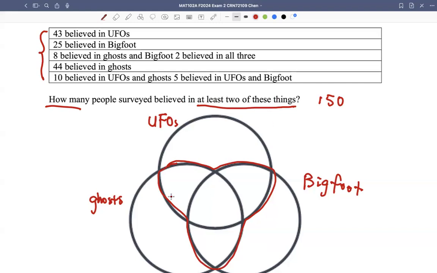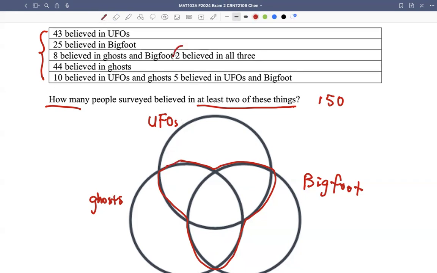That means the union of those 3 intersections, right? Basically, the intersection of UFO with ghosts, the intersection of Bigfoot with UFO, the intersection of ghosts with Bigfoot, then union them. Which is these 4 spots. You call this 1, 2, 3, 4. So these are 4 spots. We want to put the right numbers in there. Okay, so now let's do that.